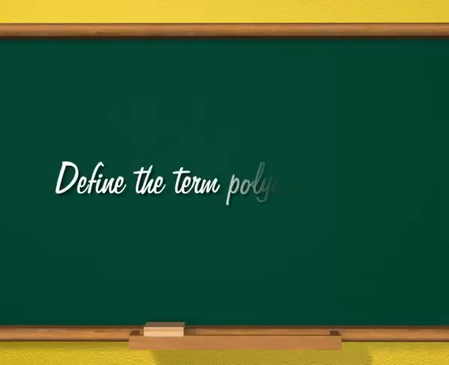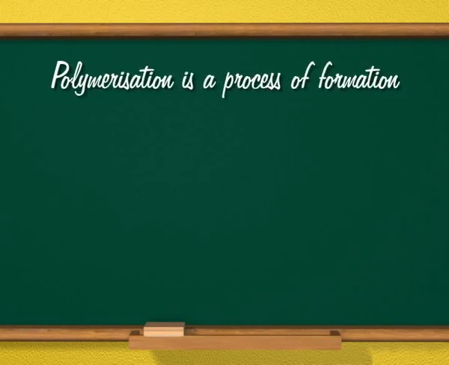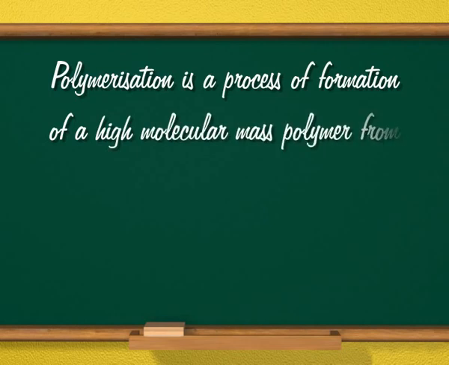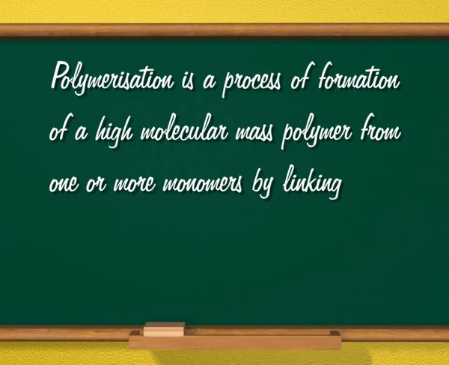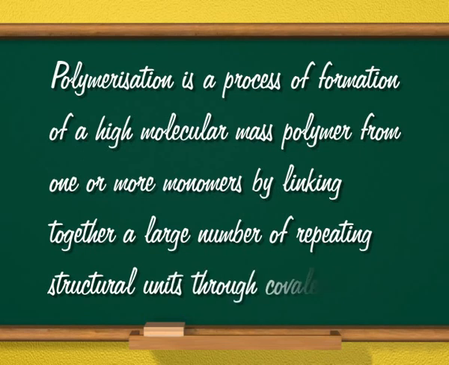We now come to the end of today's topic on polymers. Let us discuss a few questions and answers to check our understanding. My first question is, define the term polymerization. The answer is, polymerization is a process of formation of a high molecular mass polymer from one or more monomers by linking together a large number of repeating structural units through covalent bonds.